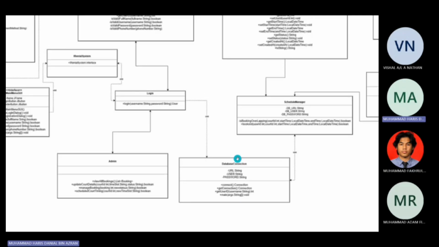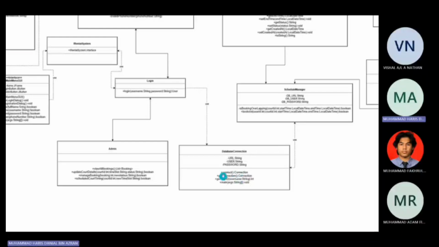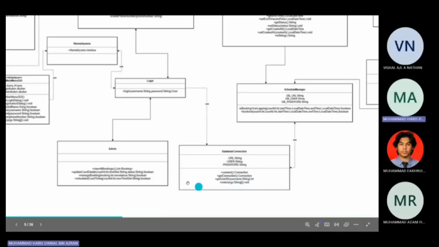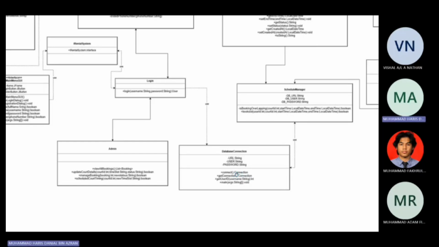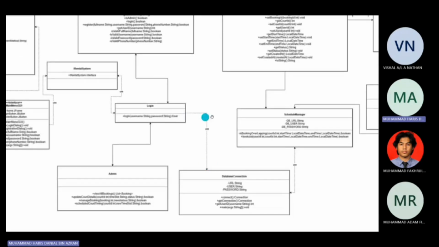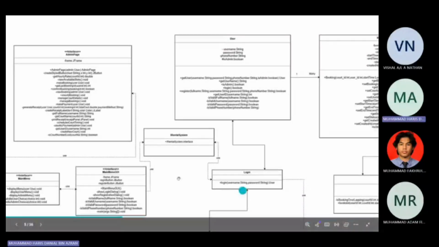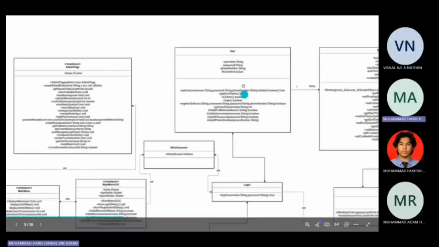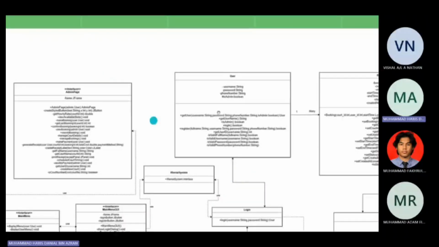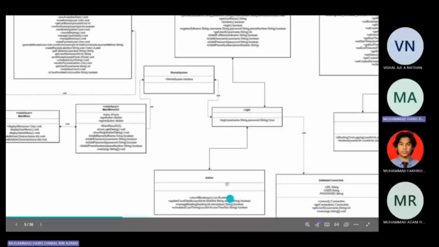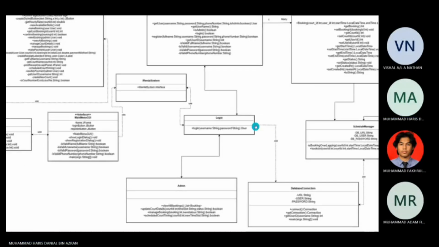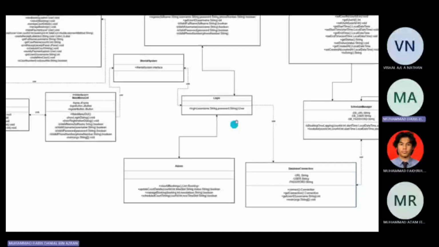Okay, so there are methods such as connect, connection, get connection. This method is what we use to connect the database to our coding. Okay, so this is our login. As you can see, our login inherits from user and admin. So any user or admin data, the login can fetch, since it also contains the database connection.